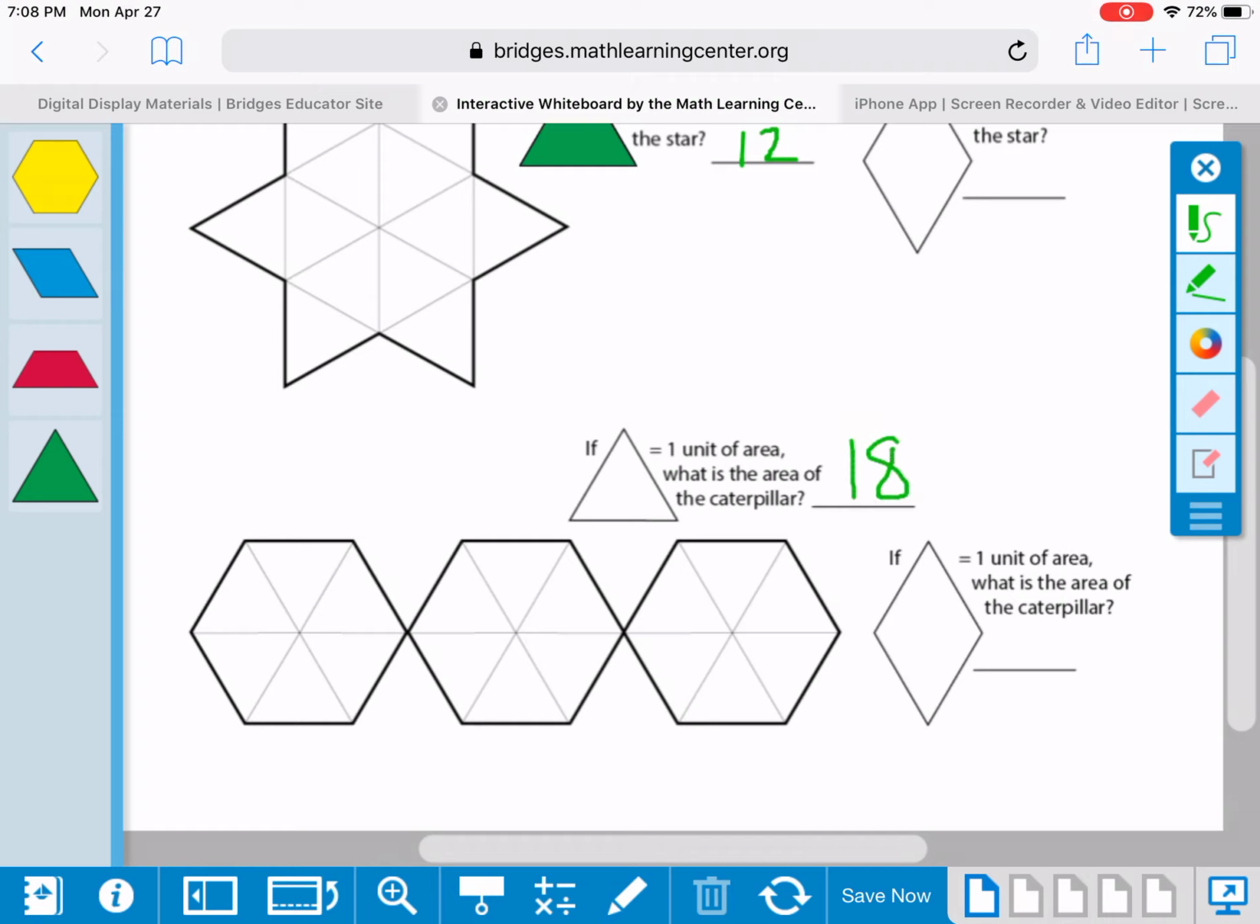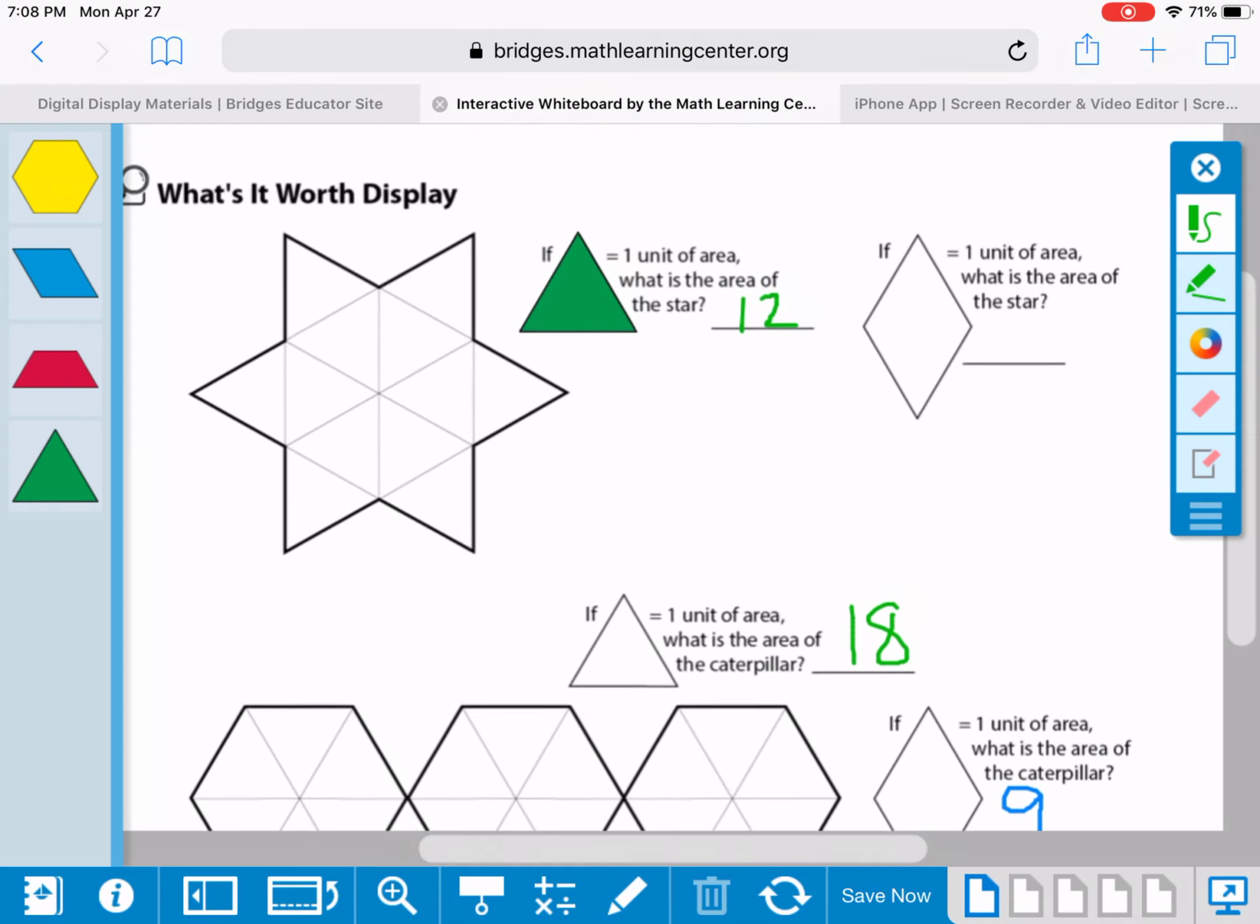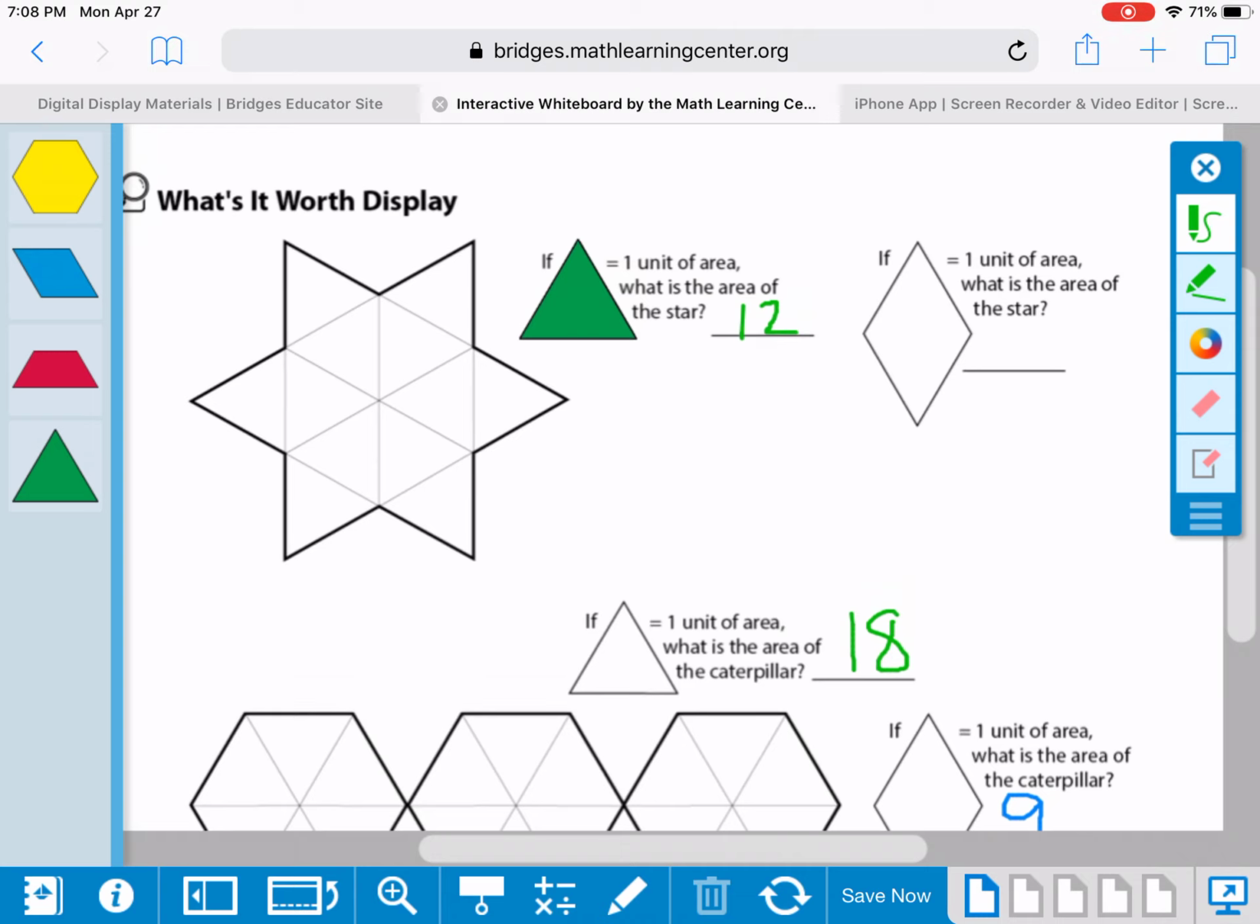know that you can fit 2 triangles inside of a rhombus. So then I would need half as many rhombuses for my caterpillar. Now, if I only need half as many rhombuses than triangles for my star, I'm thinking about what is half of 6? Or what is half of 12?